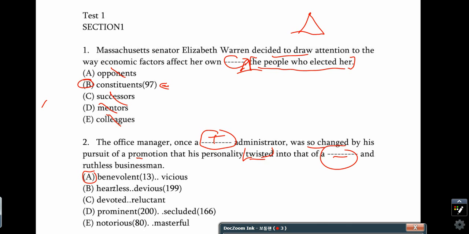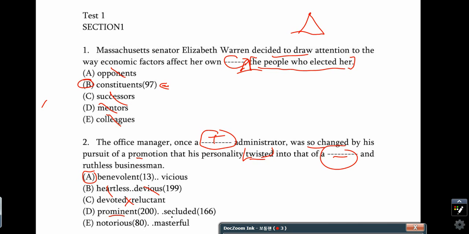B, devious means tricky. So devious would work for the second blank, but heartless would also be negative for the first. So you can't twist from heartless into devious. So that doesn't work. Devoted and reluctant aren't contrasting. Devoted and reluctant have nothing to do with each other. So you can't become devoted and twist into reluctant, because reluctant and ruthless don't go together either.